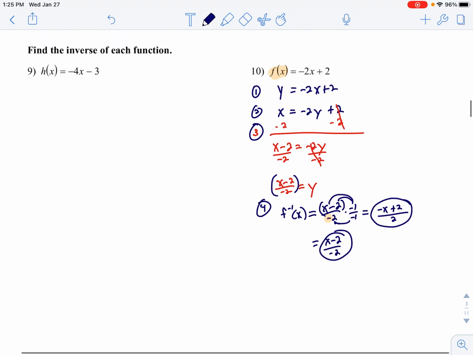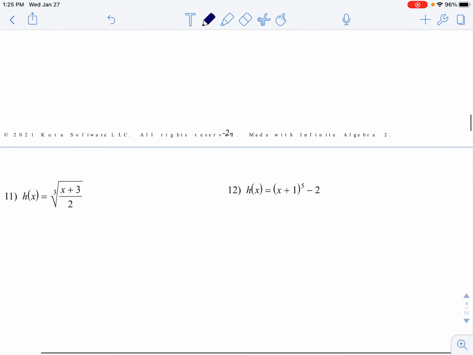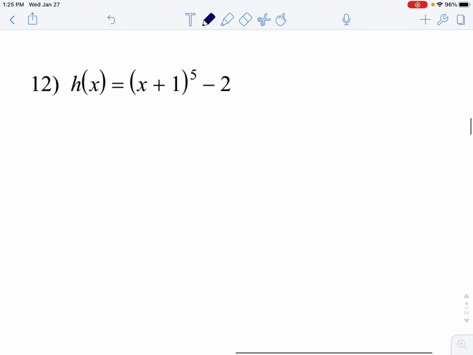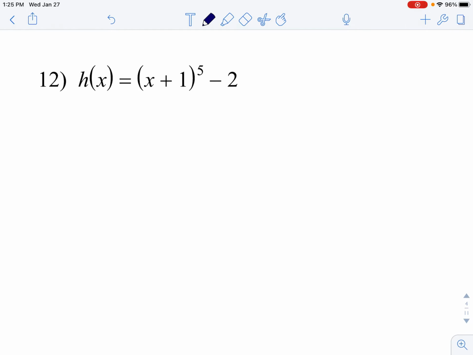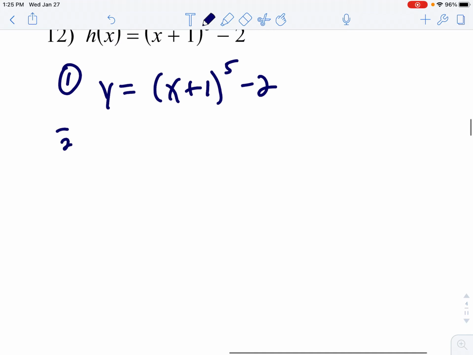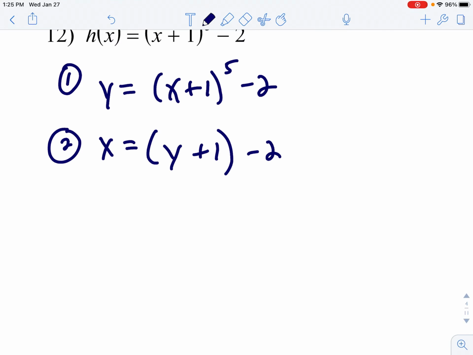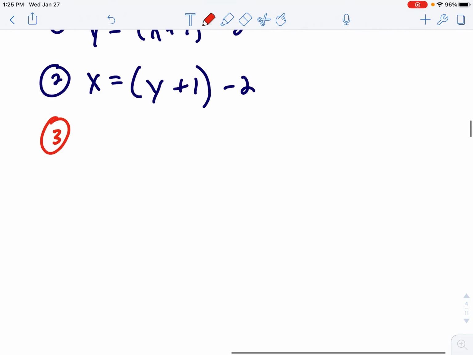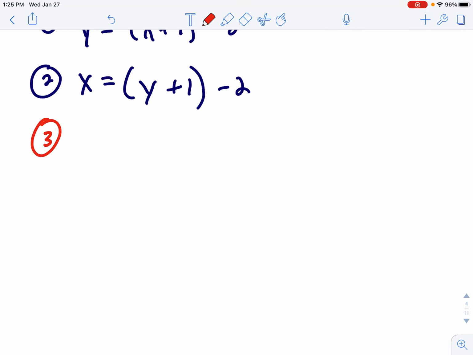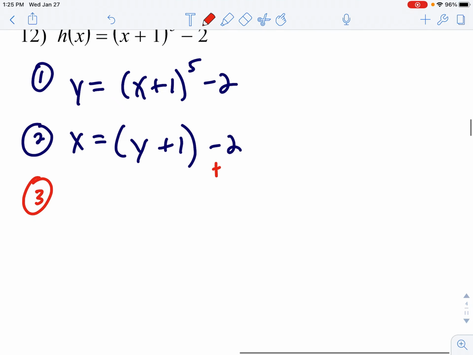All right, let's do number 12. So this one has a power in it. All right, step 1. Y equals x plus 1 to the 5th minus 2. Step 2. Switch x and y around. X equals y plus 1 minus 2. Step 3, I'll do in red, because step 3 is really multiple steps. Solve for y. Hold on. There's a 5th power right there I forgot to bring down.